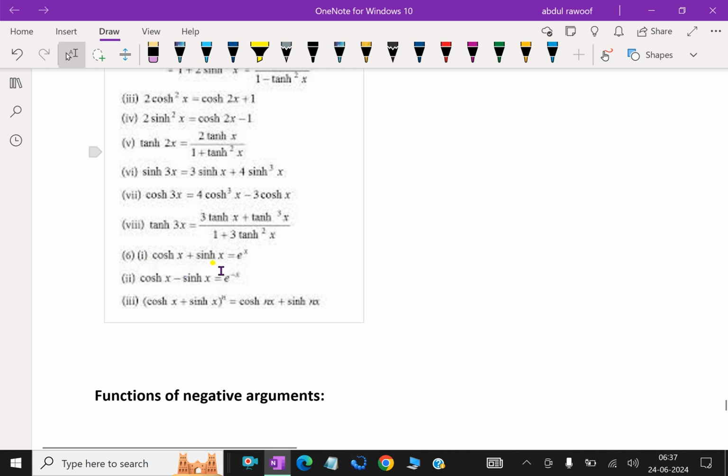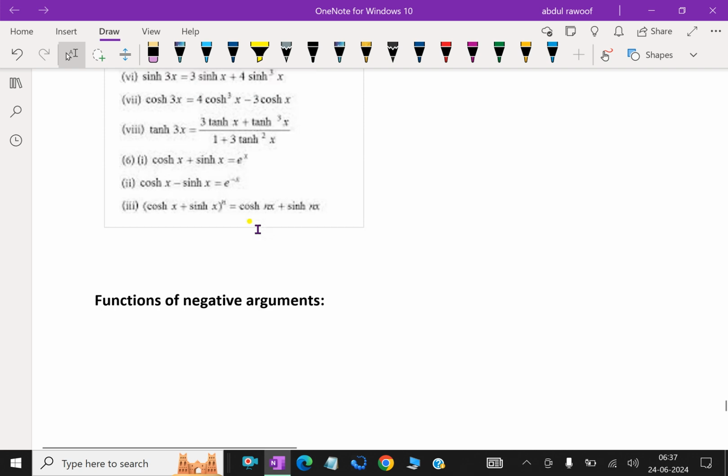Then cosh x plus sinh x equal to e^x, remember this. And cosh x minus sinh x equals e^(-x). And in general, (cosh x plus sinh x) to the power n is cosh nx plus sinh nx. These are some identities in hyperbolic functions.